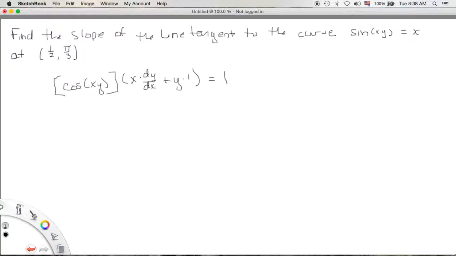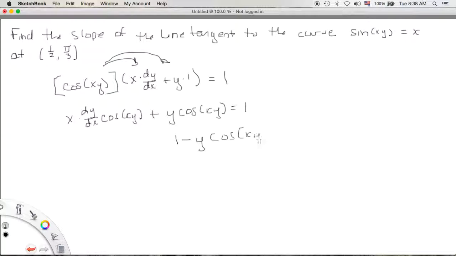Now, we can distribute this. So we have x times dy/dx cosine of xy plus y times the cosine of xy equals 1. So when we subtract this over, we have 1 minus y cosine xy, and then we'll divide by the stuff that's with that, and we have our dy/dx. Make sure you check that and understand what's going on with that.